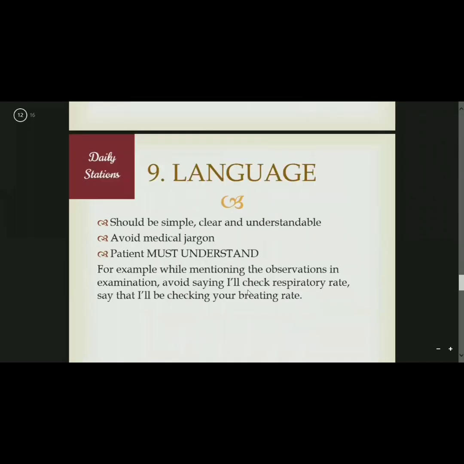Next is the language. Okay, so this is very important. It should be simple, clear, and understandable. Okay, speak in a very simple way that the patient understands, and avoid medical jargon.